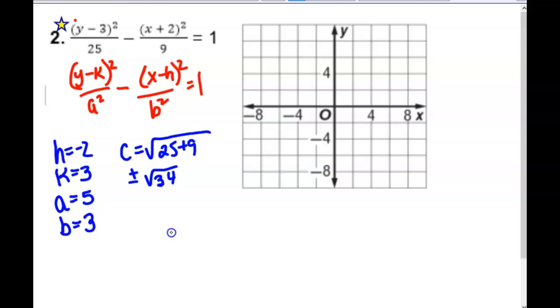All right, so tell me something. Where's the center, anybody? Yes, it's hk in that order. So negative 2 and up 3 is the center of the box. Now from the center of the box, how much do I go to the left or right? I go 3 because that's underneath the x. 2, 3. Okay. How much do I go up and down? In the y direction, underneath the y here was 25, so I go up 5. 1, 2, 3, 4, 5.